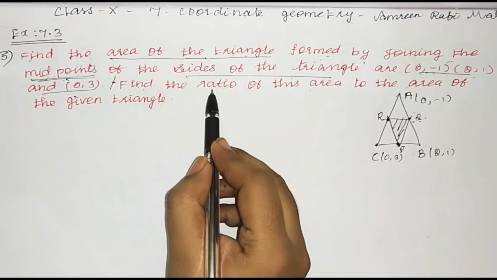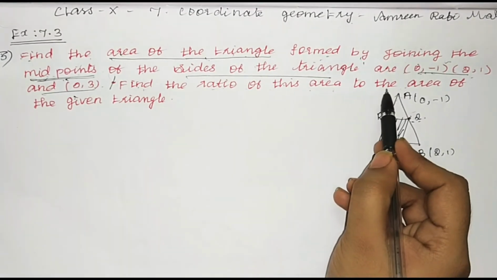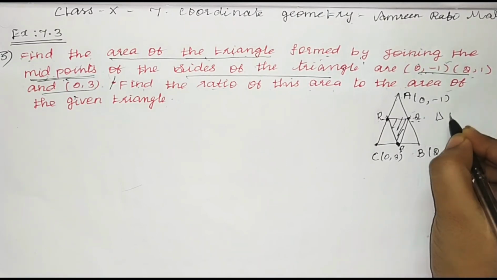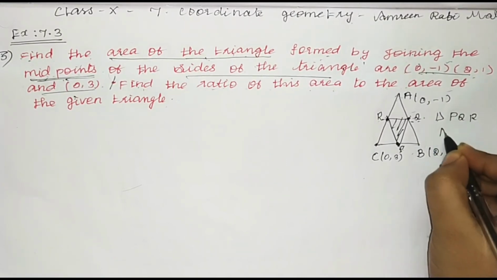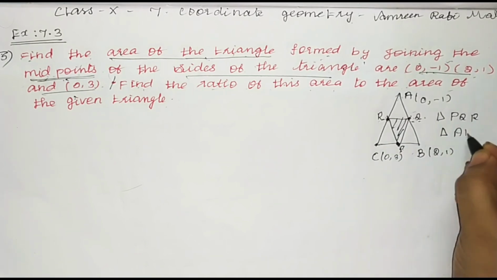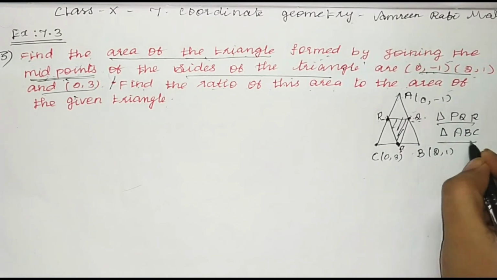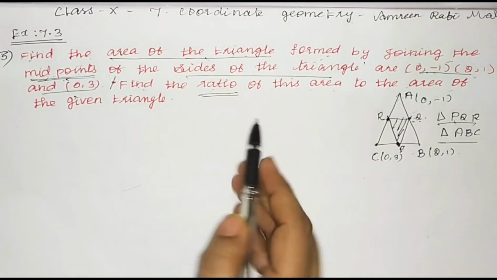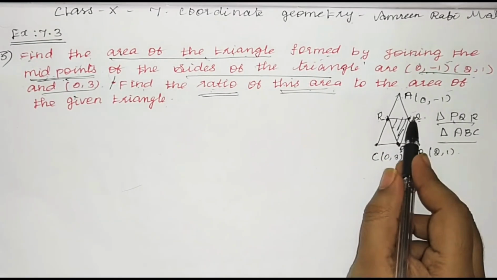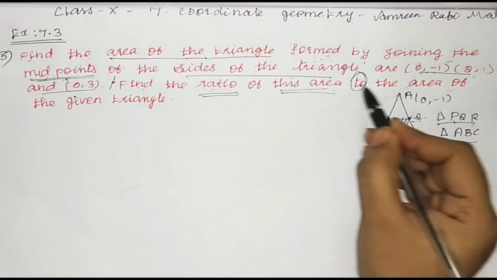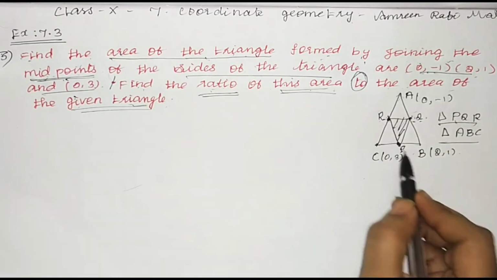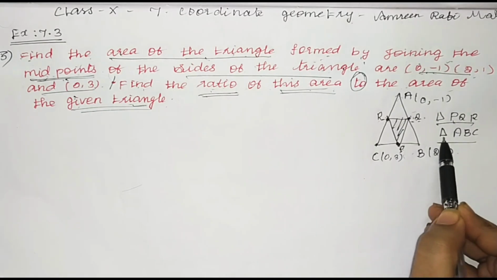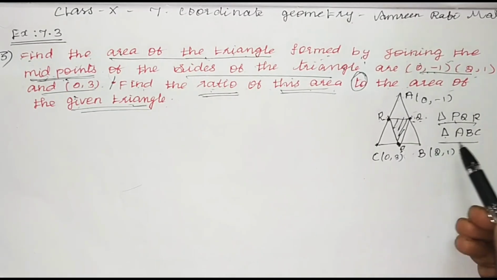Then find the ratio of this area to the area of the triangle. So PQR is one triangle. Another triangle is the original triangle ABC. Both triangle areas you have to find, then we have to take a ratio. This area means the PQR triangle area, to the area of the given triangle, which means ABC. So you have to take the ratio of the area of triangle ABC and the area of triangle PQR.